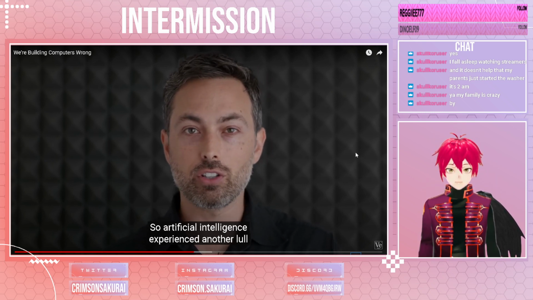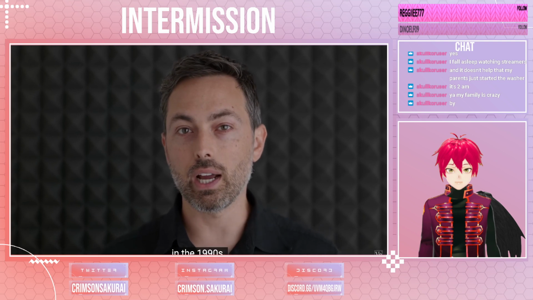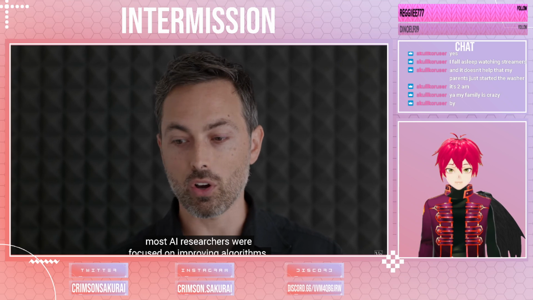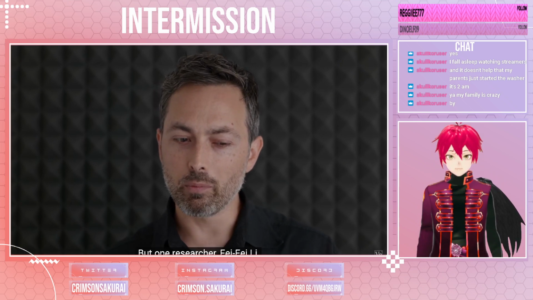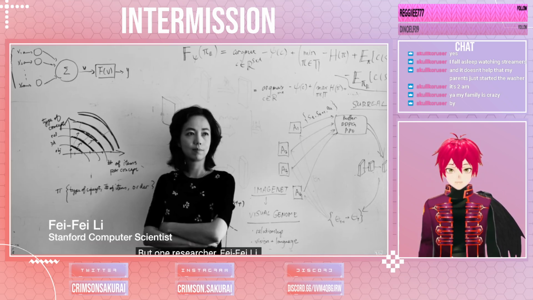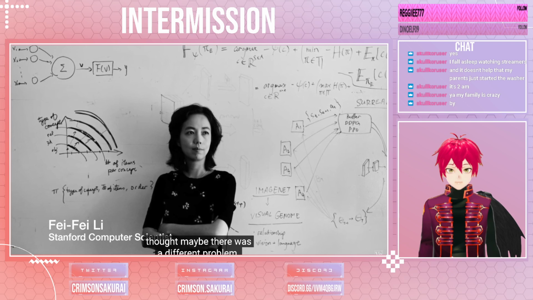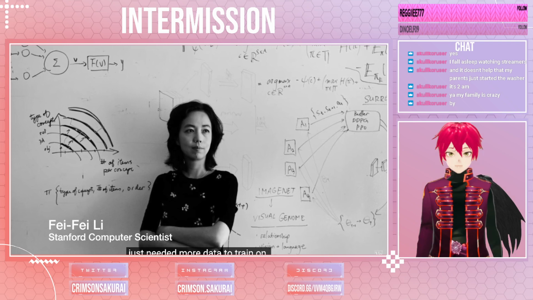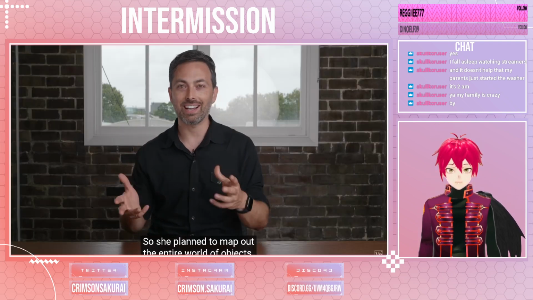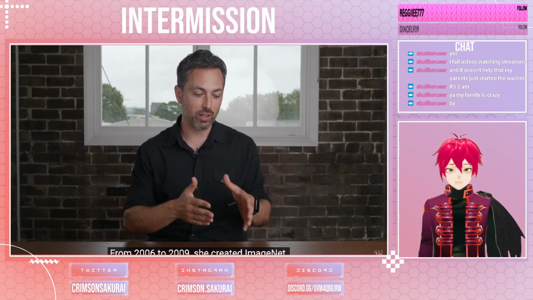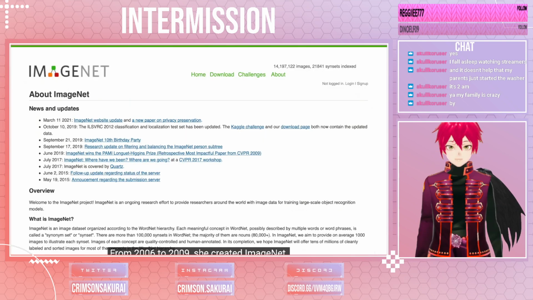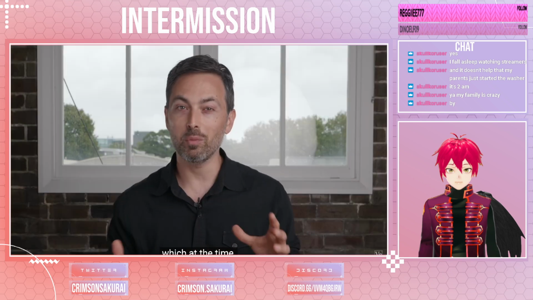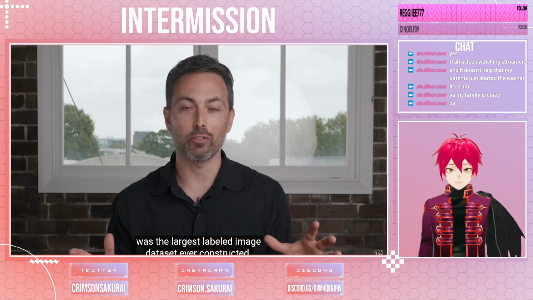So artificial intelligence experienced another lull in the 1990s. By the mid-2000s, most AI researchers were focused on improving algorithms. But one researcher, Fei-Fei Li, thought maybe there was a different problem. Maybe these artificial neural networks just needed more data to train on. So she planned to map out the entire world of objects. From 2006 to 2009, she created ImageNet, a database of 1.2 million human-labeled images, which at the time was the largest labeled image dataset ever constructed.